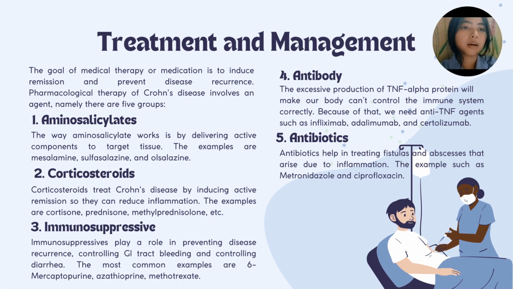The most common examples are 6-mercaptopurine, azathioprine, and methotrexate. Number 4 is antibody. Excessive production of the anti-alpha protein will make our body unable to control the immune system correctly. Because of that, we need anti-TNF agents such as infliximab, adalimumab, and certolizumab.